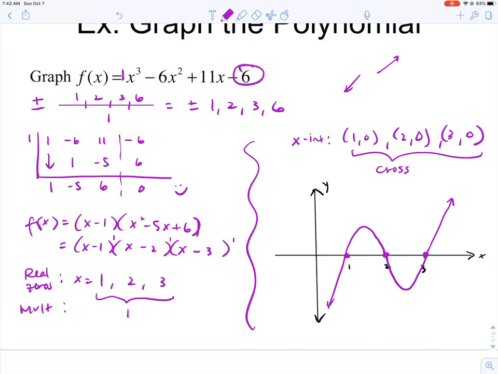Oh, we could identify the y-intercept, right? The y-intercept in this case would be (0, -6). So it'll cross down at (0, -6).